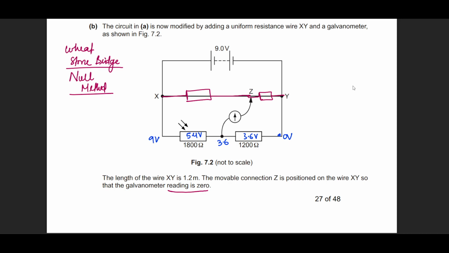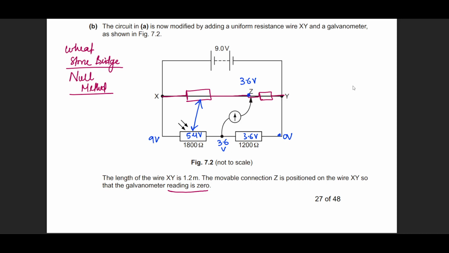So what is happening? That means that if this junction is at 3.6 volts, this junction must also be at 3.6 volts, because when there is no potential difference, there will be no flow of current. What does that mean? It means that these resistors are exactly the same, but we can't be so sure about it. You see, the problem is that I can't guarantee that this would be 1800 ohms. It's not possible. A wire does not have this much resistance, but the ratio will be the same.